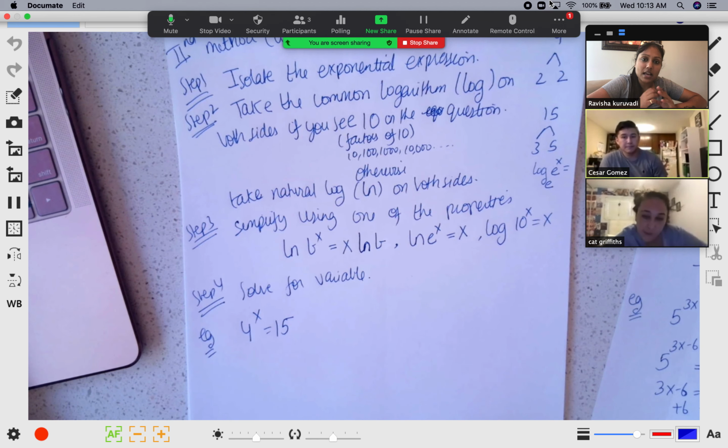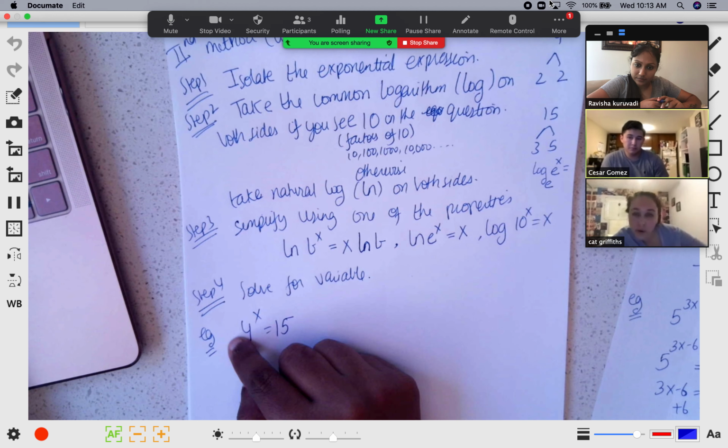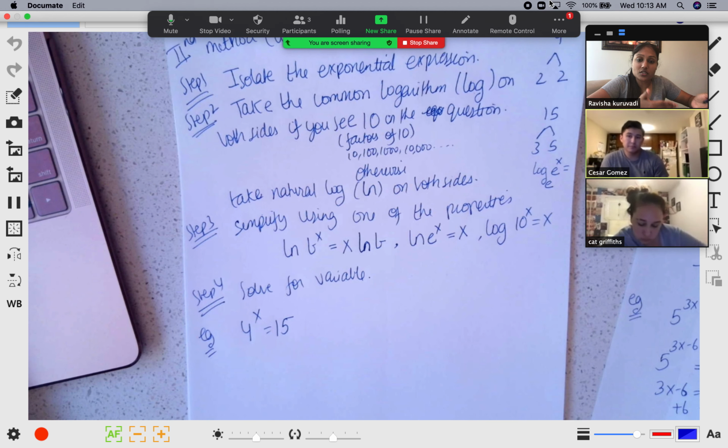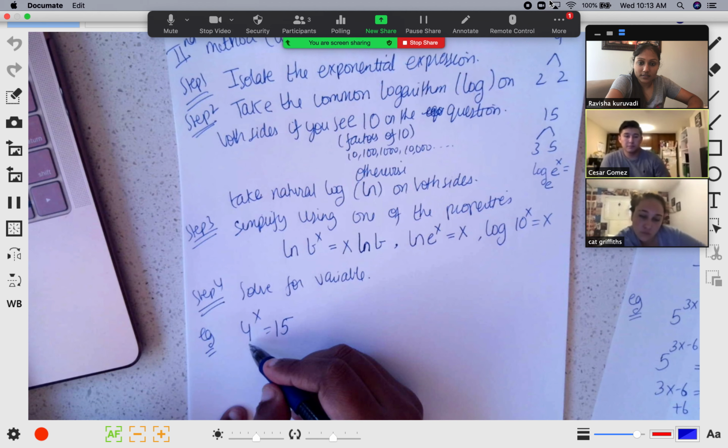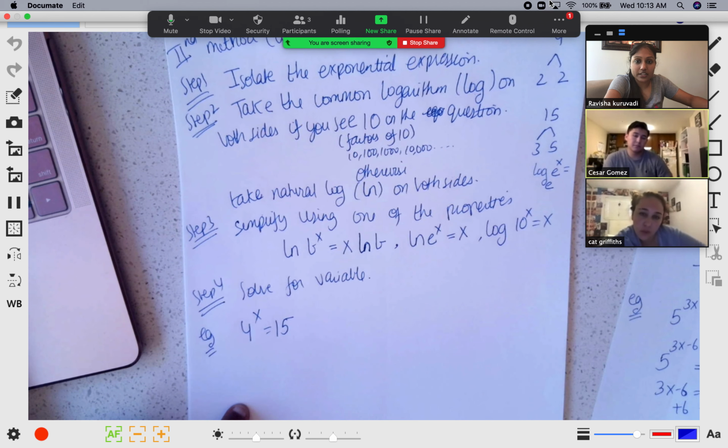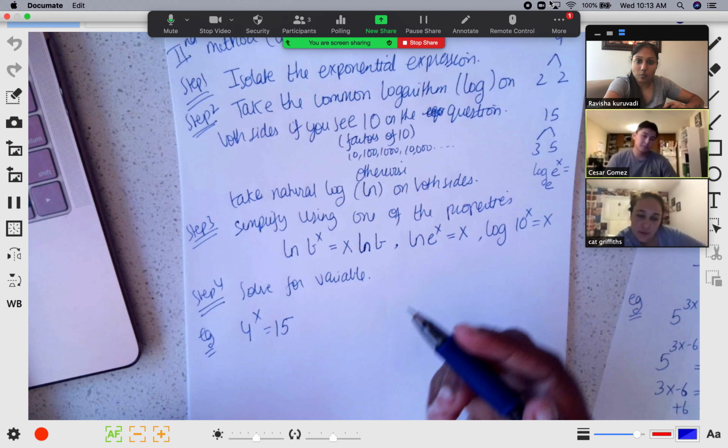The first step says isolate the exponential term. So I want the exponential term on one side, everything else on the other side. In this problem, it's already done. My exponential term is already on one side and everything else is on the other side. So I don't have to worry about step 1.